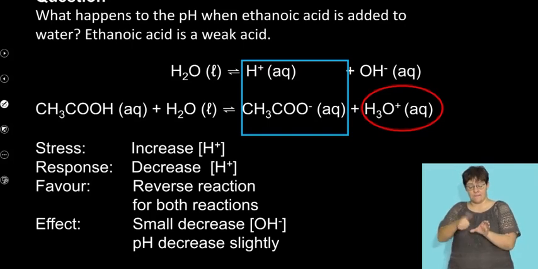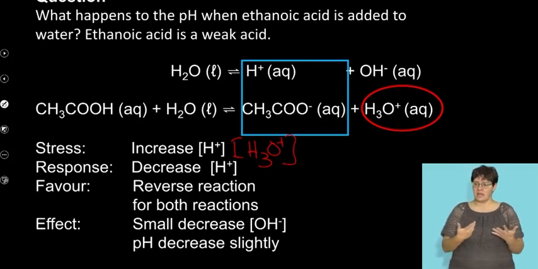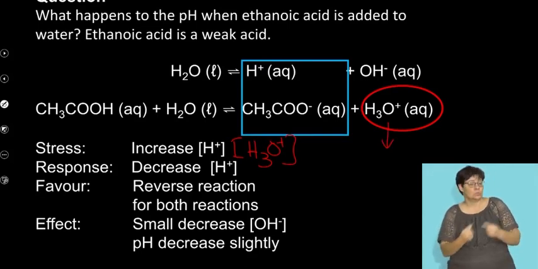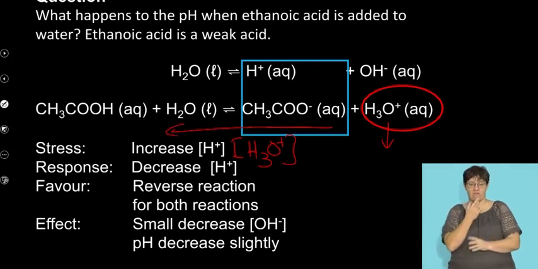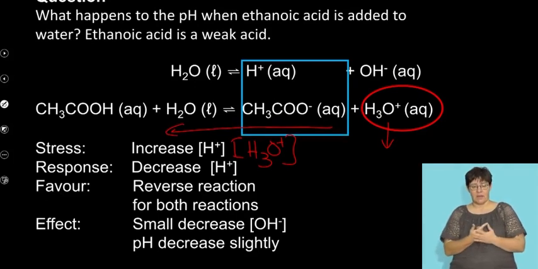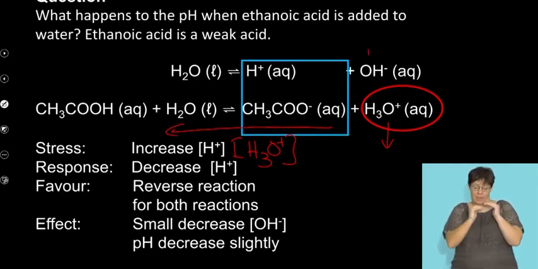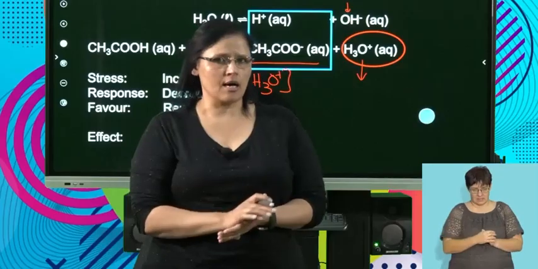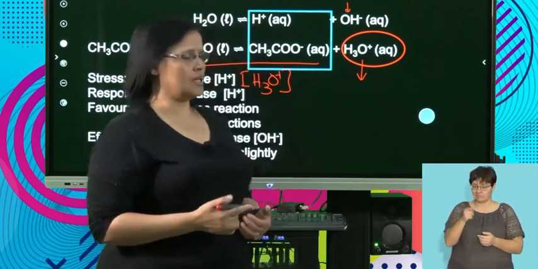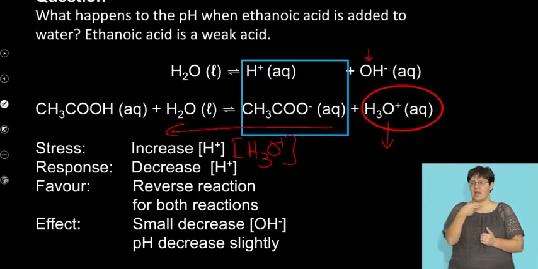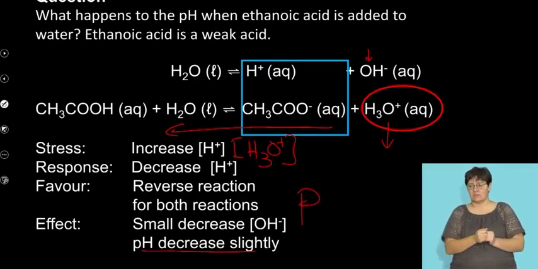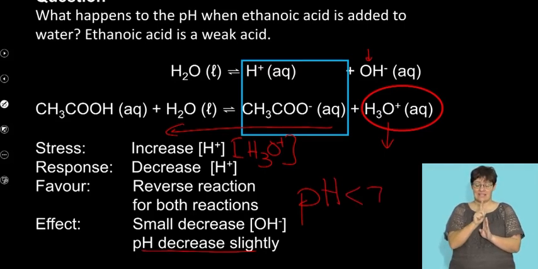So when the vinegar is added to water, there will be an increase in the hydronium ion concentration. We could have also said hydronium ion concentration instead of protons. And the response here is that the system will try to decrease the hydronium ions in the solution. By doing that, our reverse reaction will be favored for both of our reactions here, and there will be a small decrease in my OH minus or my hydroxide ion concentration, which then means that the little bit of hydronium ion concentration there will let our pH decrease slightly. A slight decrease in pH means that the pH will be smaller than 7.